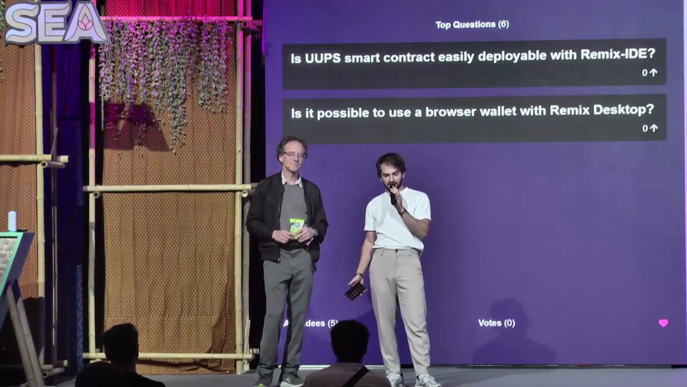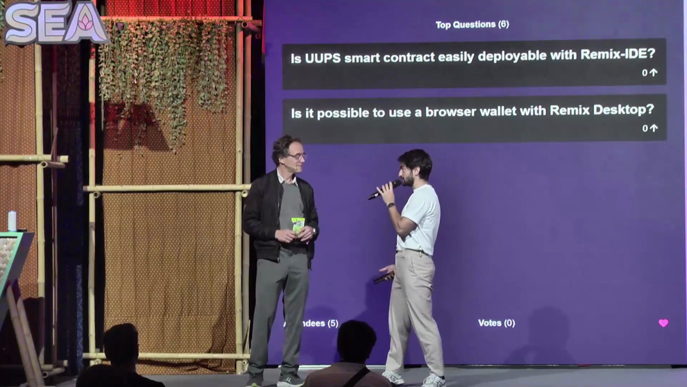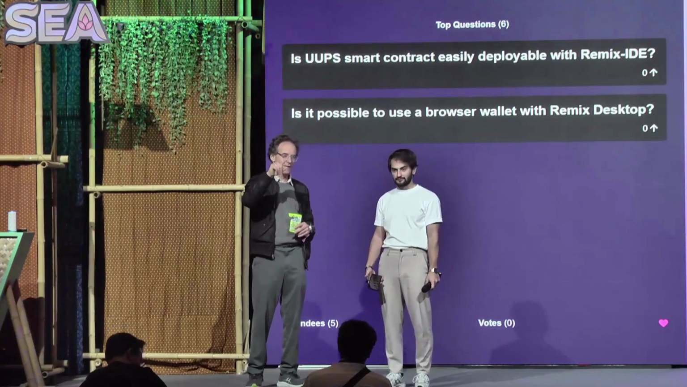Is a UUPS smart contract easily deployable with Remix IDE? Definitely. There's an interface when you're in, I guess, Run and Deploy, and you just click that it's a proxy contract, and it opens up this separate interface. And it deploys the 1967 contract alongside the current one. I mean, the implementation.